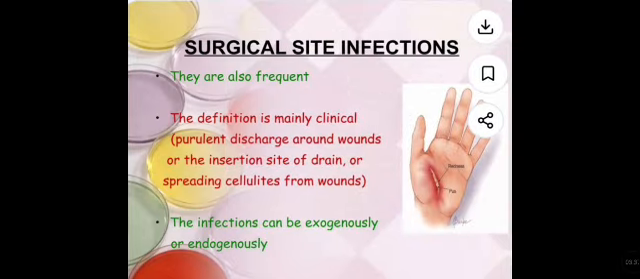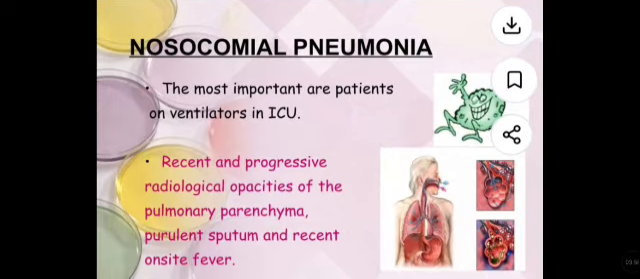Surgical site infection. They are also frequent. The definition is mainly clinical: purulent discharge around the wound or the insertion site of a drain, or spreading cellulitis from the wound. The infections can be exogenous or endogenous.